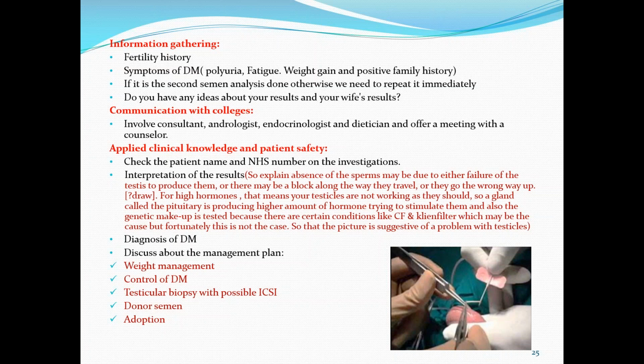So he will tell you that my wife is normal, all investigations are normal. So go through the skeleton of the fertility history. Go through all the questions we discussed at the start of our session. Then, as you see in the investigation, the hemoglobin A1C is very high, so the patient has diabetes. So in your focused history, you need to ask about symptoms of diabetes, polyuria, fatigue, weight gain, any positive family history.